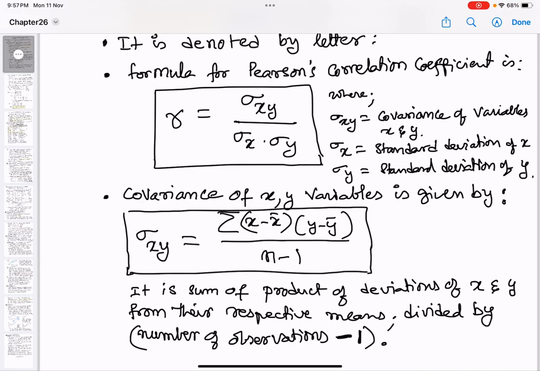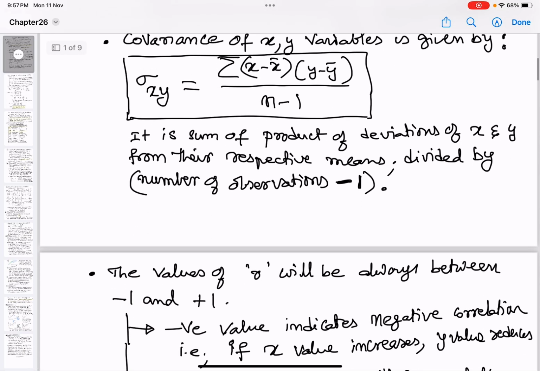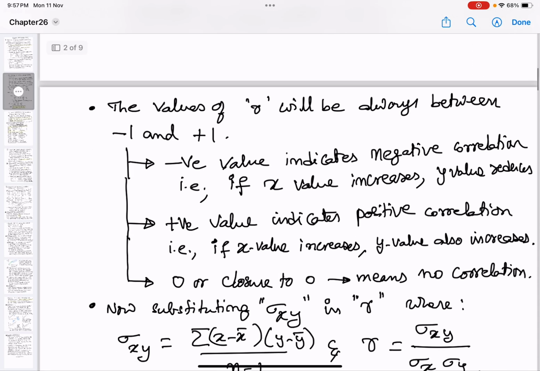The formula of Pearson correlation method is covariance of xy divided by standard deviation of x and standard deviation of y. How to find the covariance? We saw that it is the summation of (x minus x mean) multiplied by (y minus y mean) divided by n minus 1. It is the sum of the product of the deviations of x and y from their respective means divided by the number of observations minus 1.